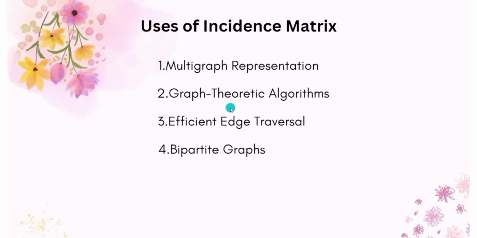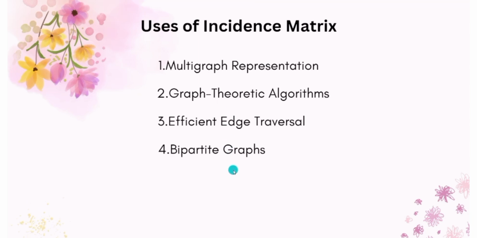Graph theoretic algorithms. In this, certain graph algorithms such as those for network flow, circuit analysis, and matching problems use incidence matrices because they focus on the relationships between edges and vertices. Efficient edge traversal. If algorithms require frequent traversal of all edges rather than vertex specific edges, the incidence matrix can be useful because each edge is clearly represented by a column.